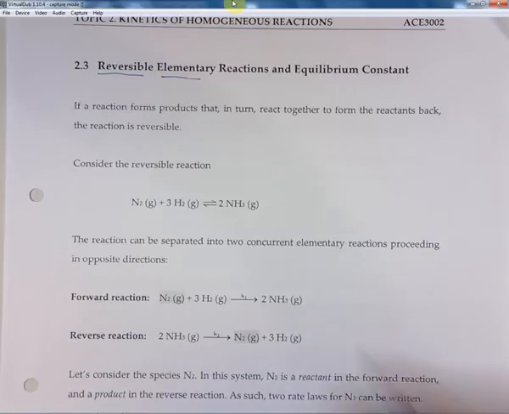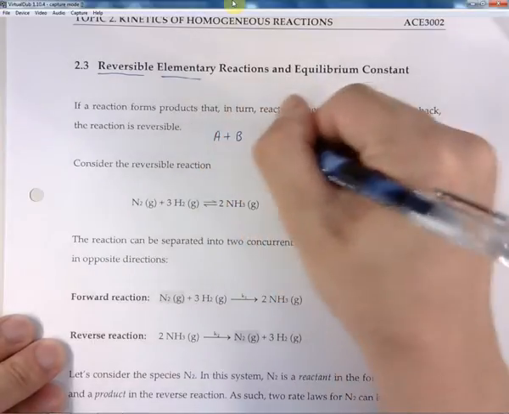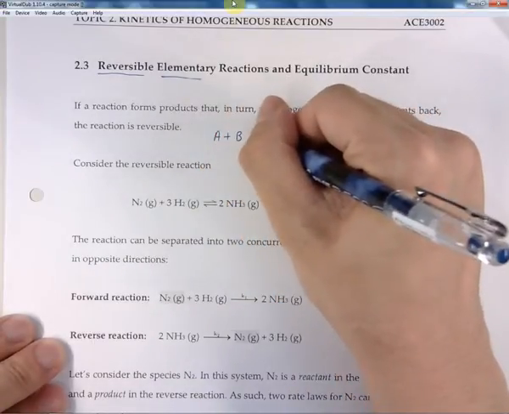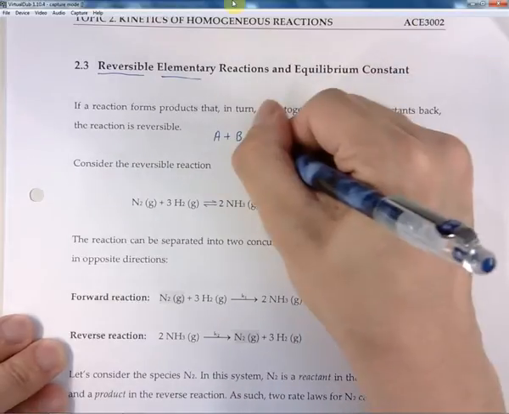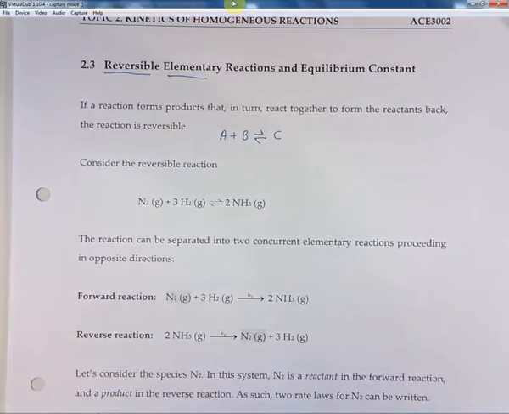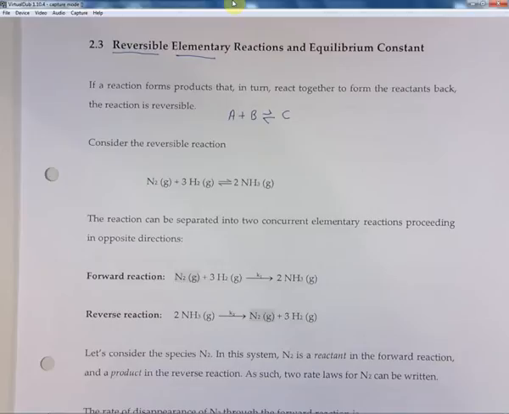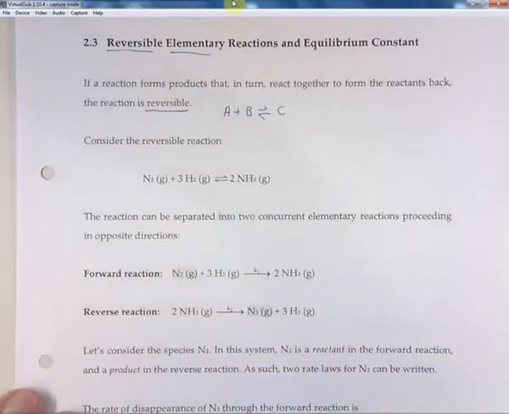In other words, for instance, A plus B, which is your reactant, gives you a product, which is C, and your product can react back to give you A plus B. So this is a reversible reaction. Let's look at the reversible reaction, and I'll highlight the keyword reversible.